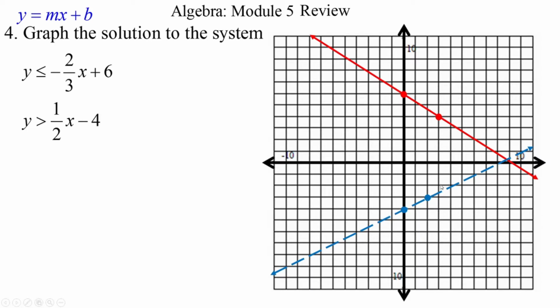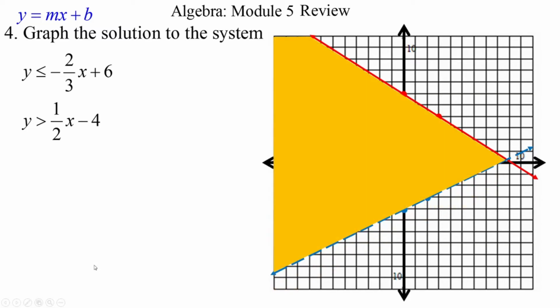Now, which region in the plane do I shade? That's the easy part. Look at your first inequality, y is less than or equal to. Less than or equal to means I need to shade below the solid line. So I'm going to shade below the solid red line. And then greater than would imply we have to shade above the dashed blue line. So the region that is below the solid red line and above the dashed blue line would be right in here. So I'm just going to shade that entire region, and that's called my feasible region.